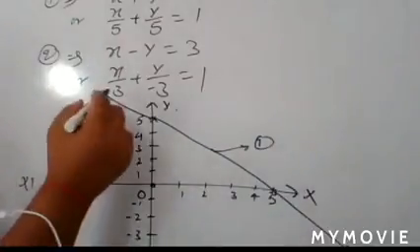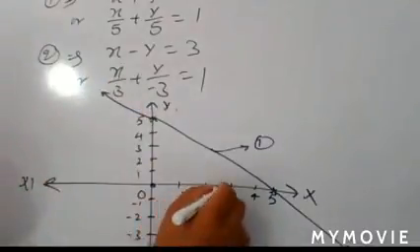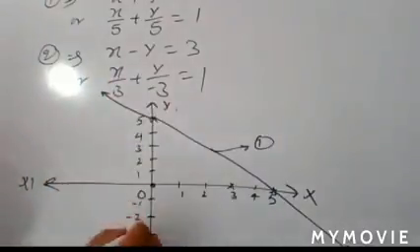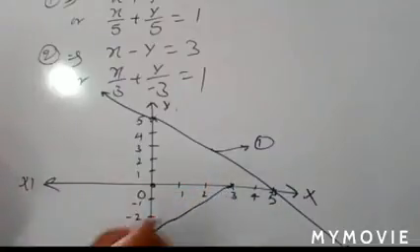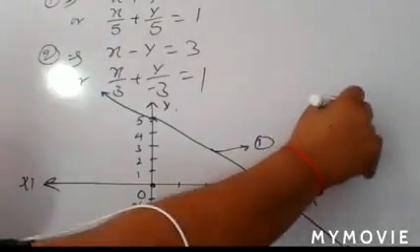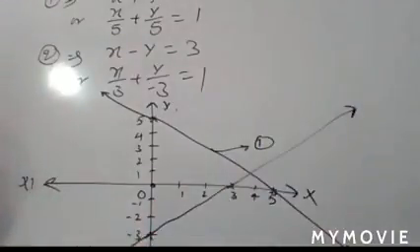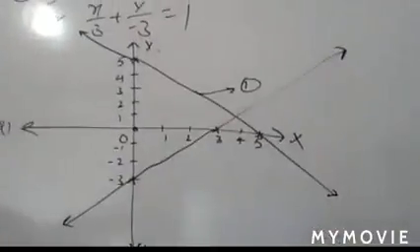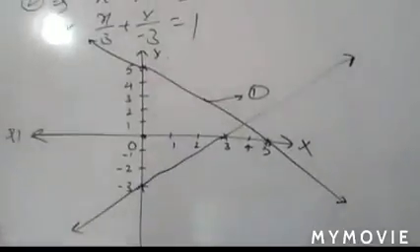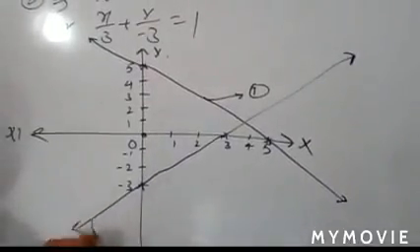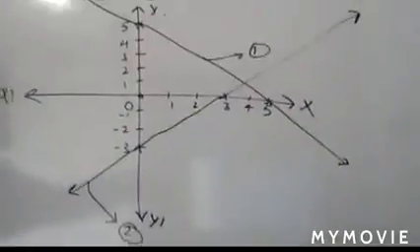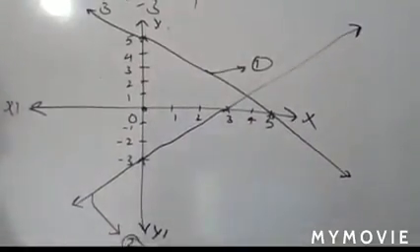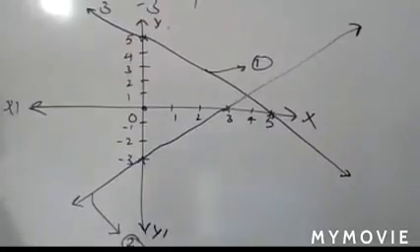Understand? In the same way for the second, on the x-axis you have 3, and on the y-axis you have -3. So you join them and extend it. Yes, you have to extend it in this way. Any doubt? And mark here, that is your second line. I think there is no problem to draw the line on the graph paper.